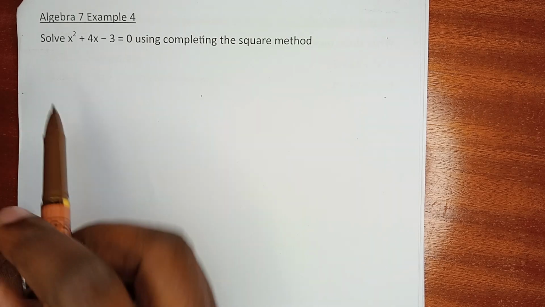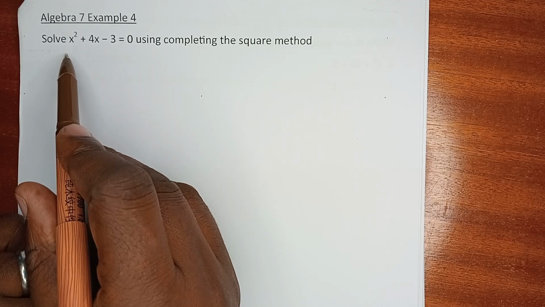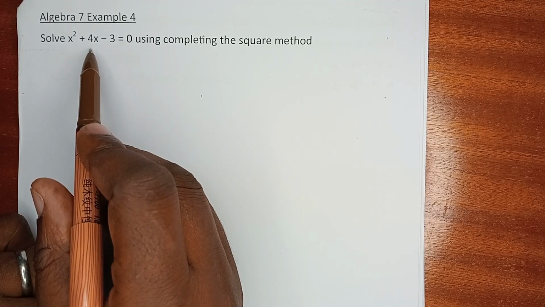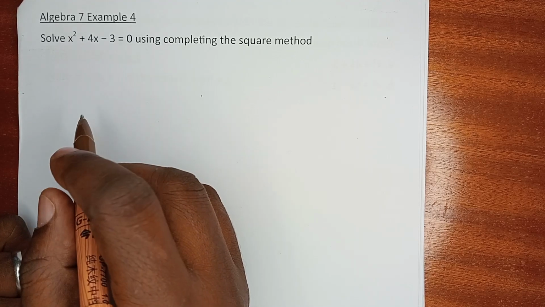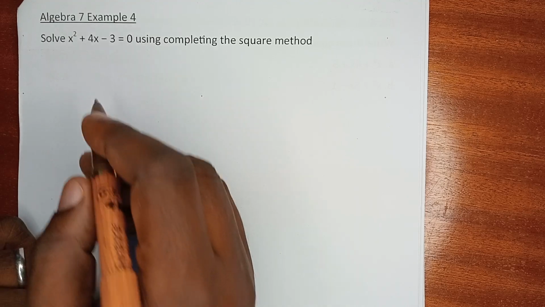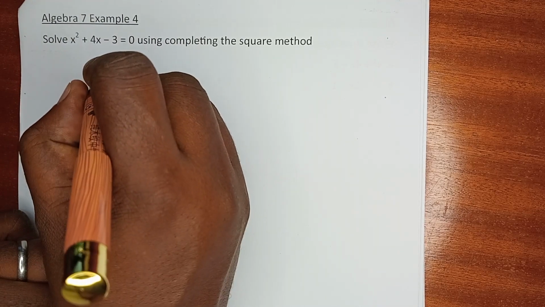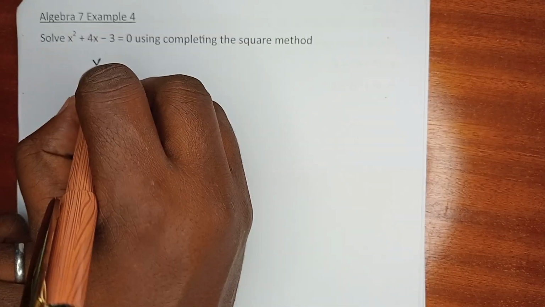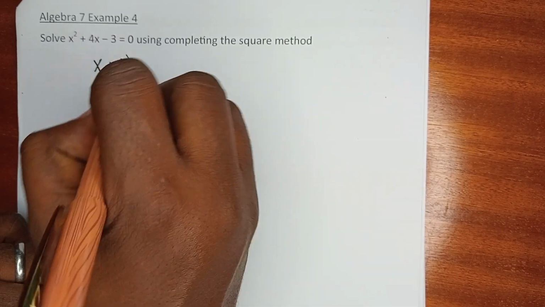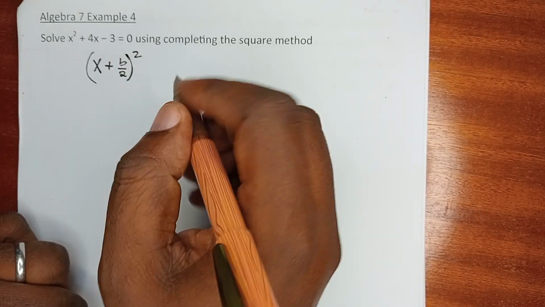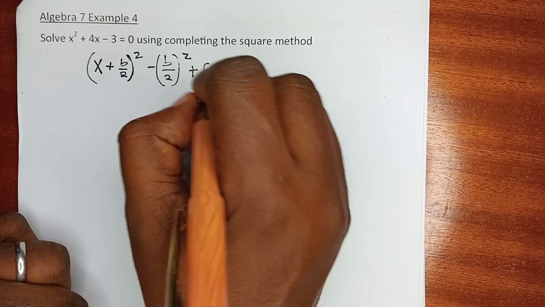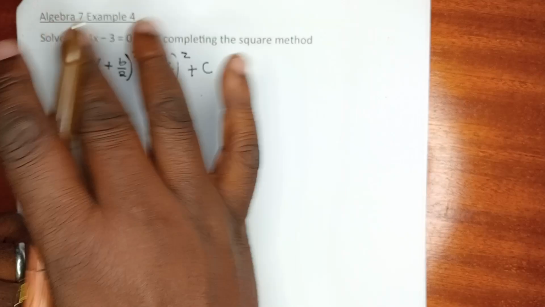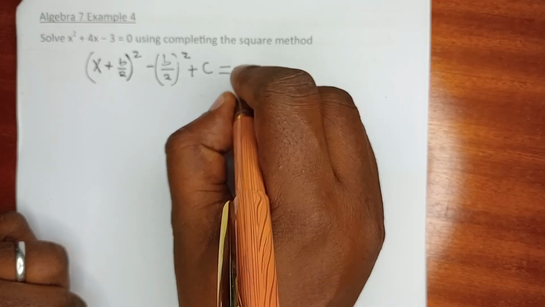And by now, we know that our a is 1, we know our b is 4, and we know our c is -3. And we know by completing the square, we should be able to express our equation into the form of x plus b over 2 squared minus b over 2 squared plus c, and then all this is now equal to 0. All right?